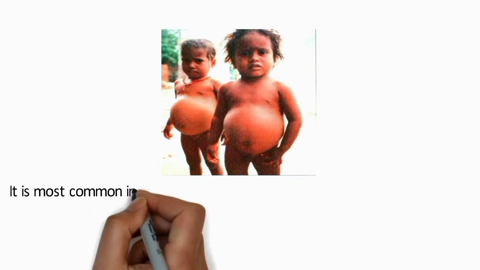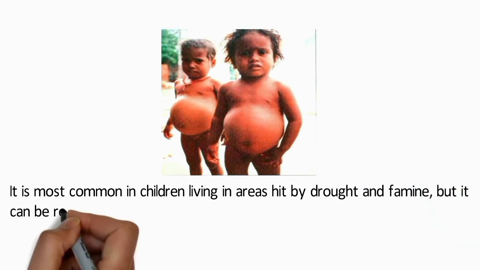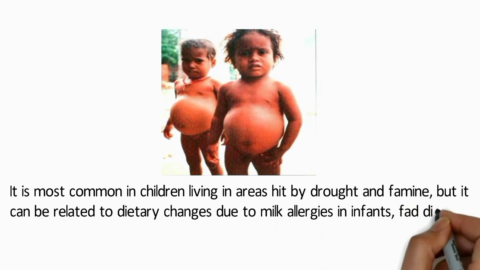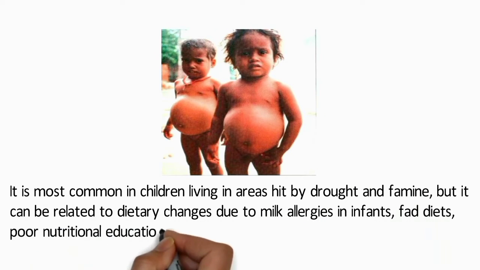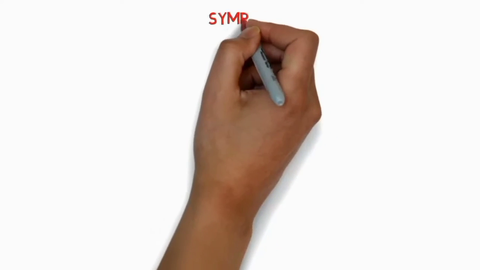Kwashiorkor is caused by a diet low in protein. It can also arise due to infections, parasites, or other conditions that interfere with protein absorption from the gastrointestinal tract. It is most common in children living in areas hit by drought and famine, but it can be related to dietary changes due to milk allergies in infants, fad diets, poor nutritional education, or a chaotic home life. Kwashiorkor symptoms may develop slowly over time.